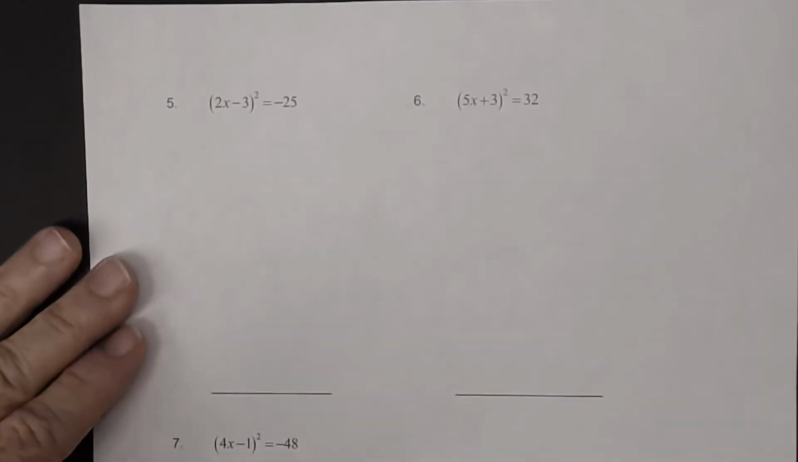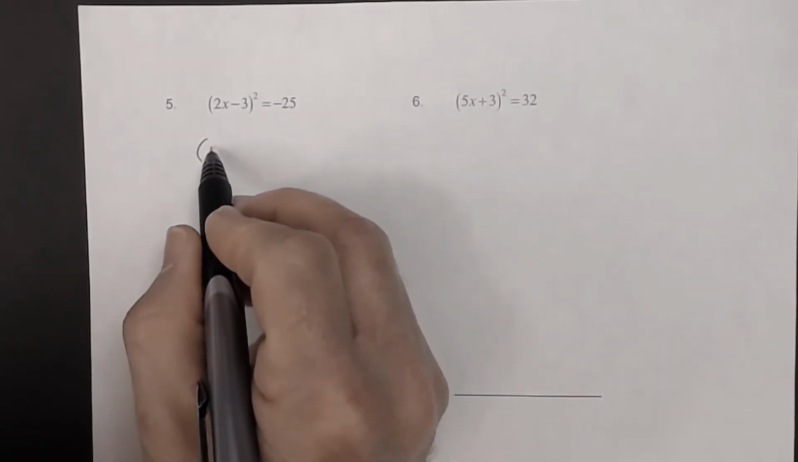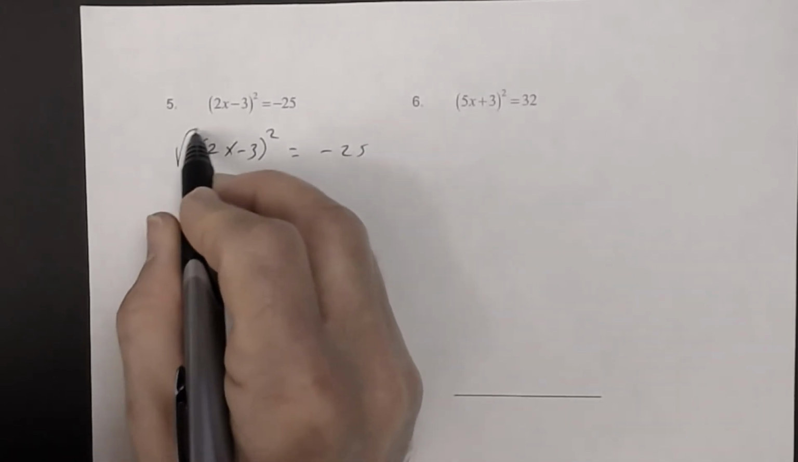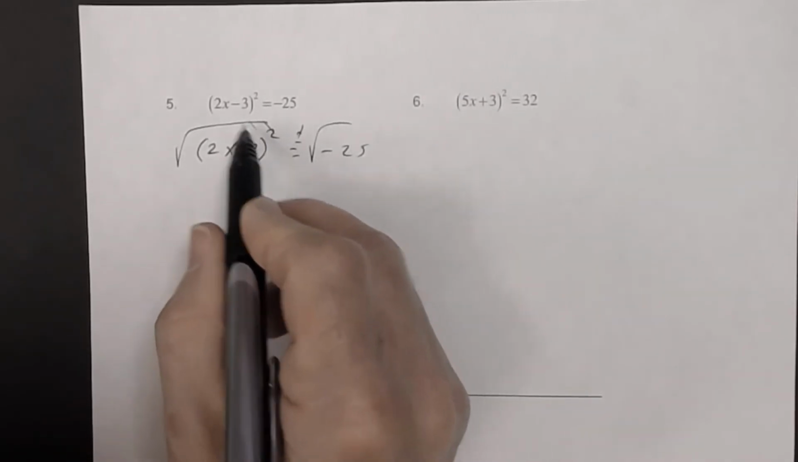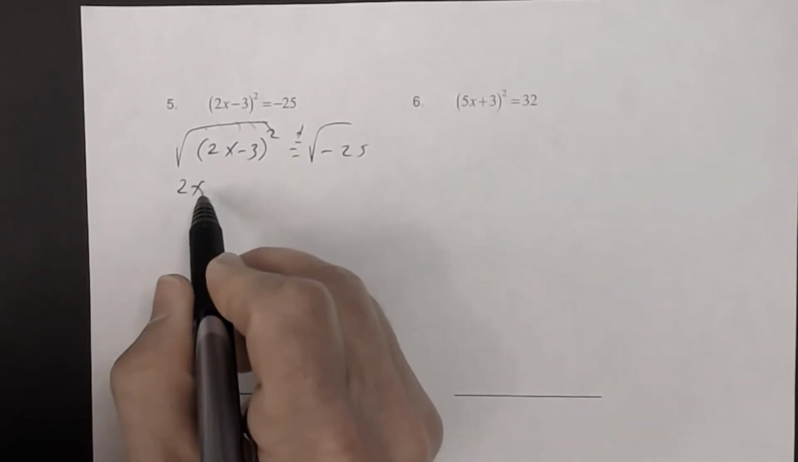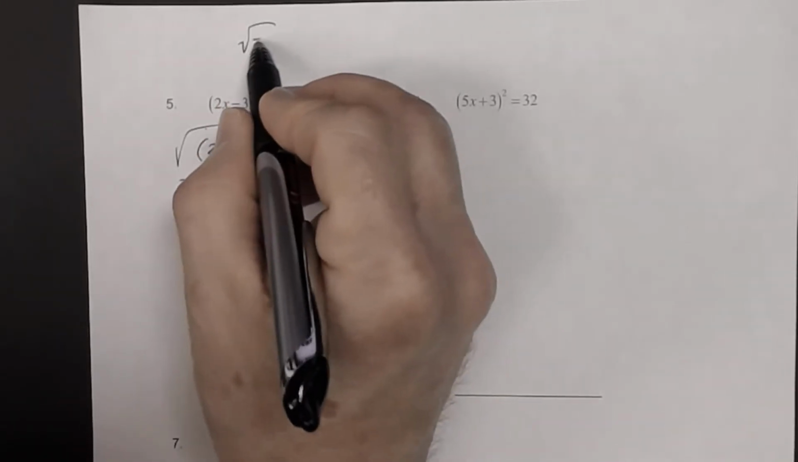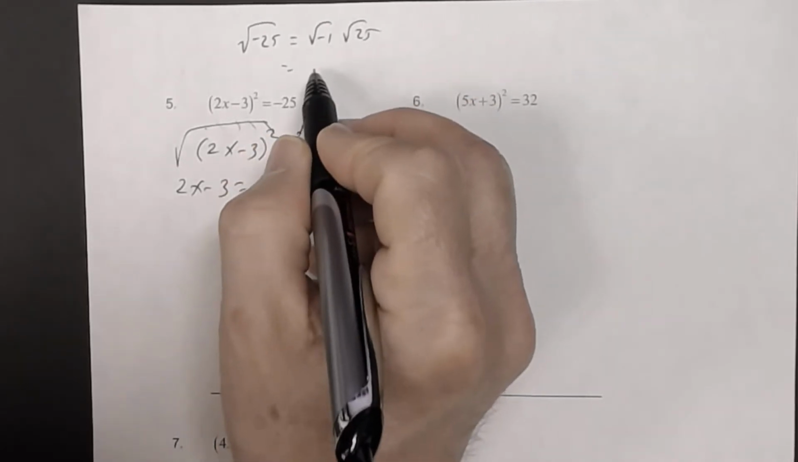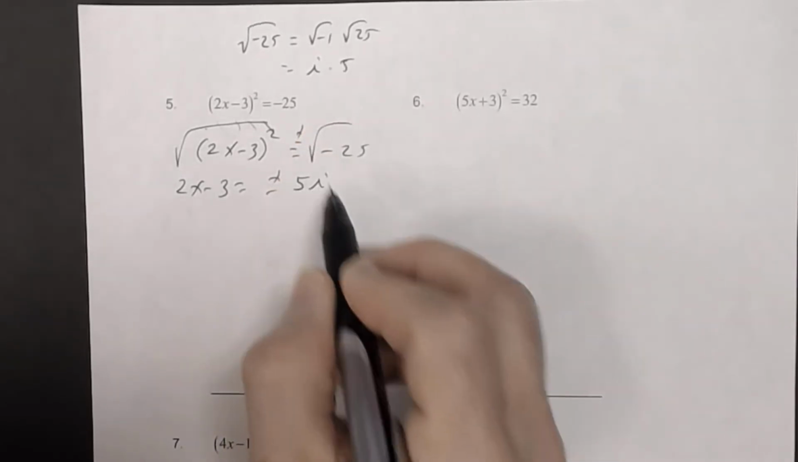Number 5. Okay, so number 5, again, I have an expression squared equal a number, so I'm going to go ahead and use the square root property. So I'm going to rewrite this over. All right, so I'm going to take the square root of both sides. Remember, you take the square root of both sides, so we get that plus or minus. The square and the square root undo each other, so you're left with this expression, and then plus or minus the square root of a negative 25. Remember, the square root of a negative 25 means the square root of a negative 1 times the square root of 25. Square root of a negative 1 is defined to be i. Square root of 25 is 5, so that becomes plus or minus 5i.